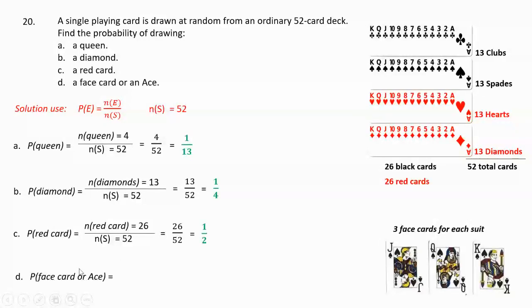Then finally, for part D, a face card or an ace. How many face cards are there? There's going to be 12, because there's 3 for each suit, so 3 times 4 is 12. And how many aces? There's 4 aces because there's 1 ace for each suit, which will give us 16. So it'll be 16 over 52 reduced to 4 over 13. That's how we do probabilities with cards.